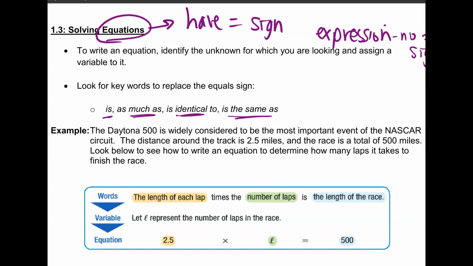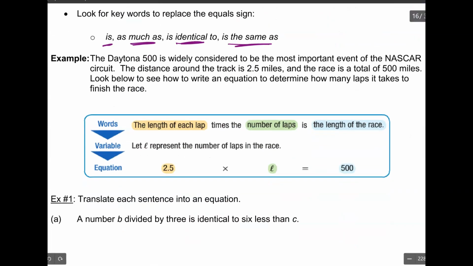Now we're going to the other side of the equal sign. All right, example: Daytona 500 is widely considered to be the most important event of the NASCAR circuit. The distance around the track is 2.5 miles, and the race is a total of 500 miles. Look below to see how you can write an equation to determine how many laps it takes to finish the race. The length of each lap times the number of laps is the length of the race.